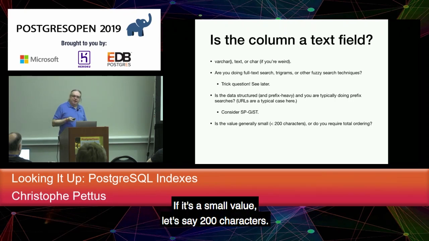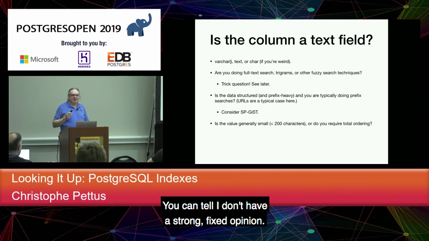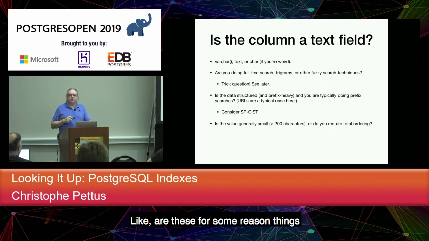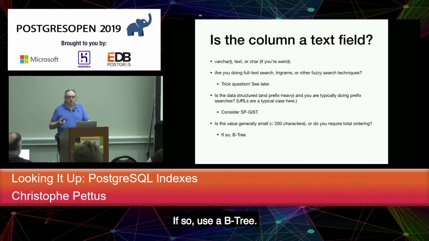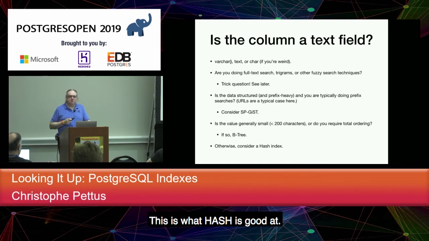If it's a small value, let's say 200 characters. I said 2,000 earlier. I'm saying 200 here. You can tell I don't have a fixed opinion. Or do you require total ordering? Like, are these for some reason things where you have to say greater than or less than? If so, use a B-tree. Otherwise, consider a hash index for these. This is what hash is good at.